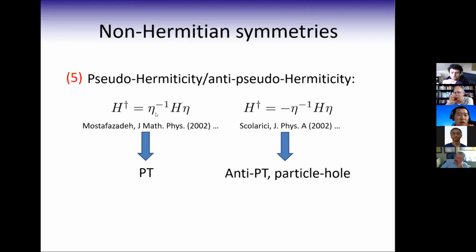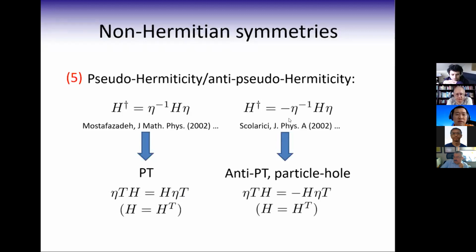To see these relations, the easiest way is when, for example, this metric eta is well behaved and also your Hamiltonian is symmetric. When that's the case, just from here you can very easily show that you have this relation here on the bottom. And of course, you realize that eta plays the same role as the parity in PT symmetry. And likewise, on the right-hand side, if I rewrite this anti-pseudo-Hermiticity, assuming H is symmetric, then I have this additional minus sign telling me that this relation is similar to anti-PT or particle-hole symmetry.